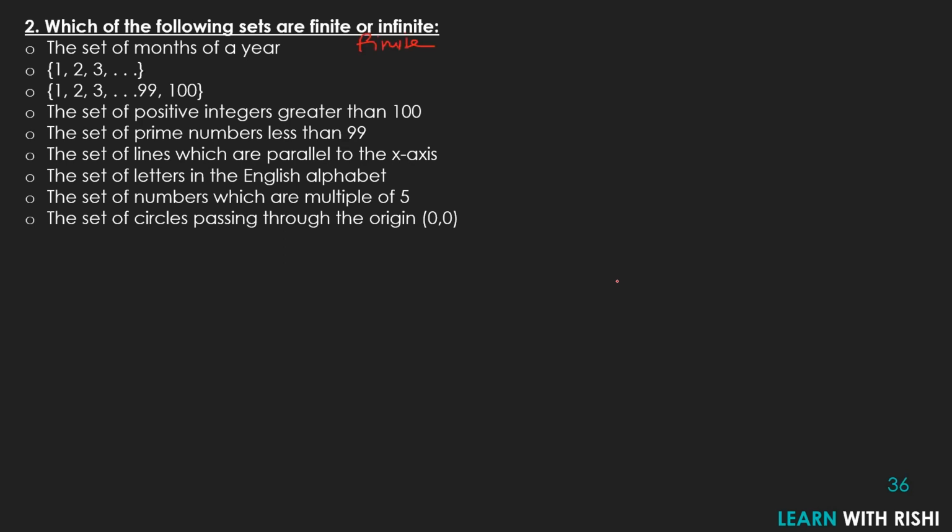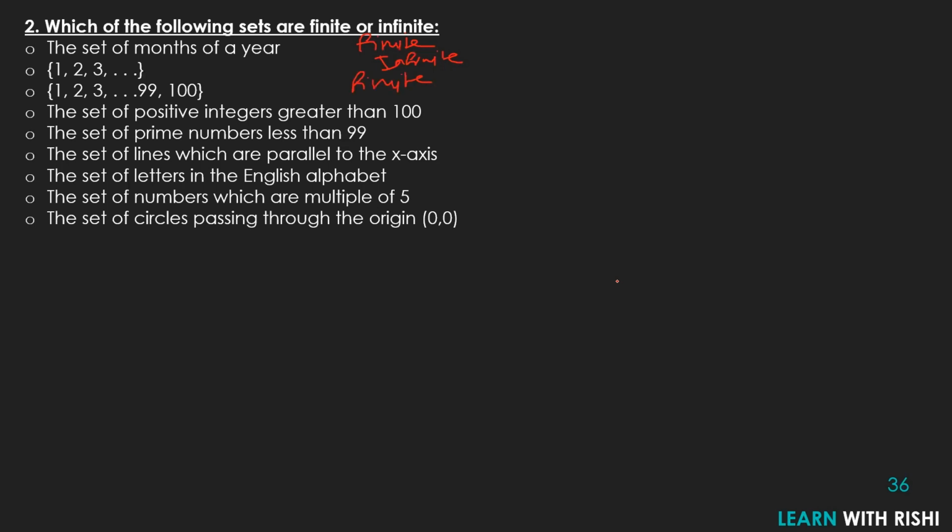Next, 1, 2, 3 up to infinity. Dotted lines represent up to infinity. So this is not countable. So this is an infinite set. Next, 1, 2, 3 up to 100. So these numbers are countable. 1, 2, these are natural numbers less than equal to 100. So this is again a finite set.